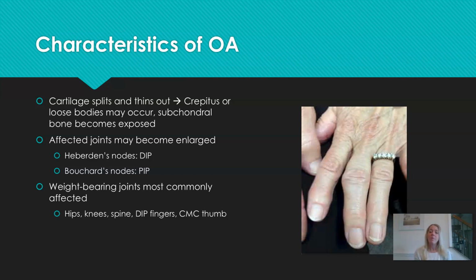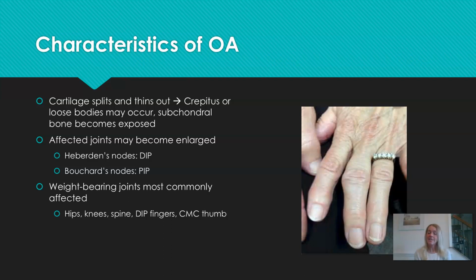The affected joints can become enlarged. If you've ever seen someone with pretty advanced knee osteoarthritis, their knees do tend to look rather enlarged. In the fingers, you'll see sometimes the joints of the fingers start to become enlarged as well. These have specific names. If it is at the distal interphalangeal joint, they're called Heberden's nodes, and at the proximal interphalangeal joint, they're called Bouchard's nodes. And again, the weight-bearing joints are the ones that are going to be most commonly affected, so your hips, your knees, your spine.